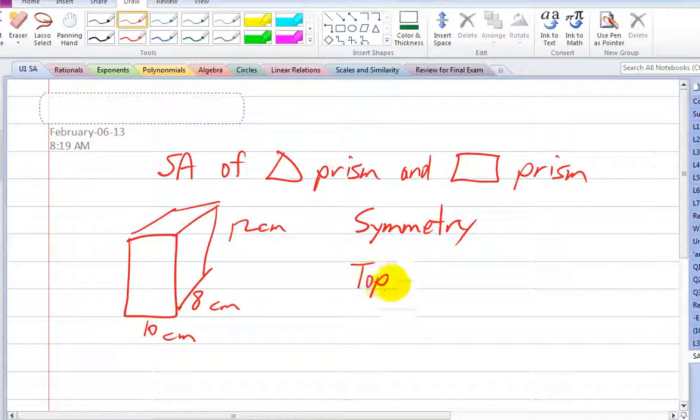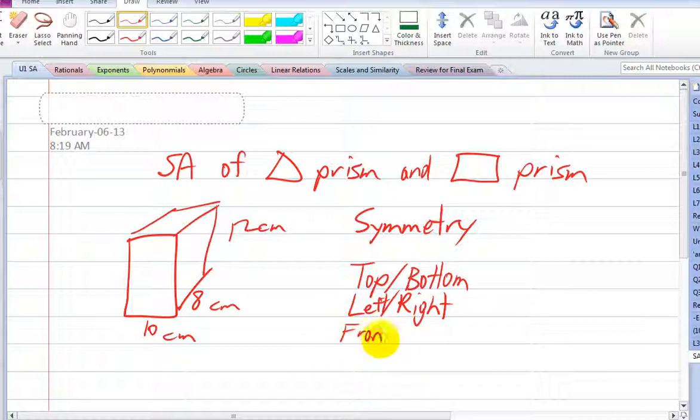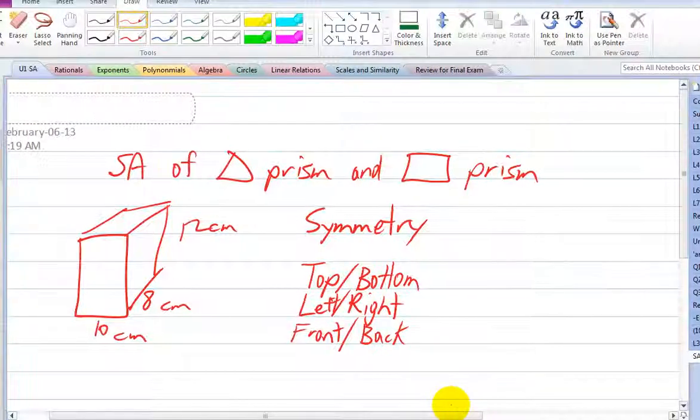Well, the top rectangle and the bottom rectangle, they're exactly the same rectangle. The left side and the right side are also the exact same. You also have a front and a back. So you're looking at symmetry to help you. As you're looking at the rectangle, you don't have to find 6 different pieces. You can find a top and a bottom.